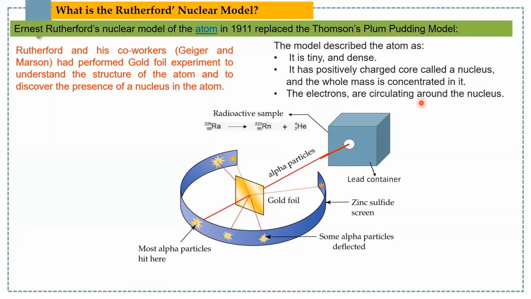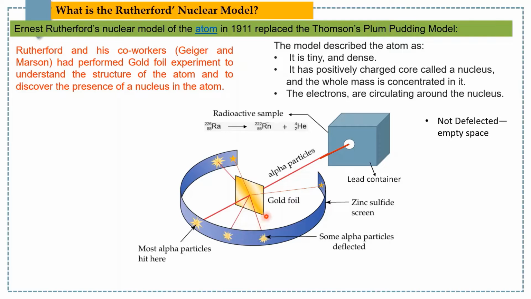Next, the electrons are revolving around the nucleus. In this setup, alpha particles are emitted from the radioactive sample and hit the gold foil. They found that most of the fast moving alpha particles passed through the gold foil and hit the fluorescent screen. This is because most of the space of the atom is empty, and it means positive and negative charges are not evenly spaced. Next, they found that a few alpha particles were deflected from their path by small angles.